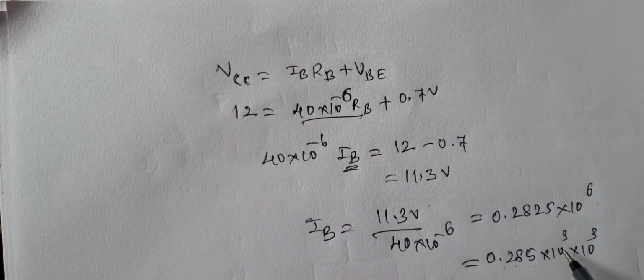And the last one is collector emitter voltage, that is VCE. To calculate VCE, consider the right side of the circuit. From here to here, the voltage is 12 volts, given. From here to here, the voltage is 6 volts, given.